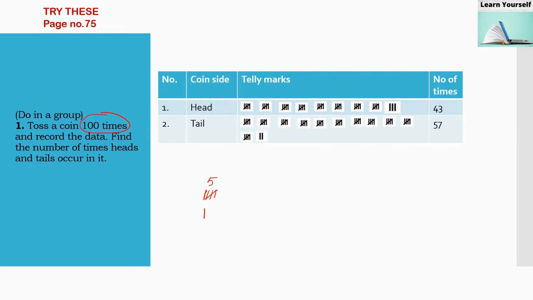You can write any combination of numbers here, but the only thing you have to take care of is that the addition of these two numbers has to be 100. It can be any possibility, 20 and 80, 30 and 70, or any other two numbers, but the addition of these two numbers has to be 100 because we are tossing a coin 100 times. And in front of that you have to do the tally marking like this.